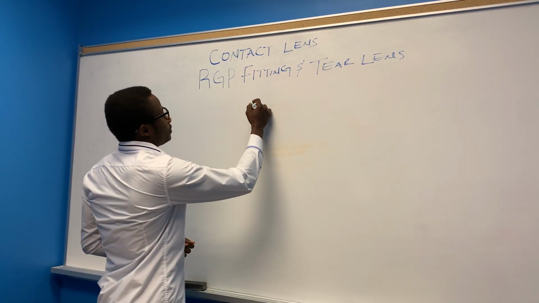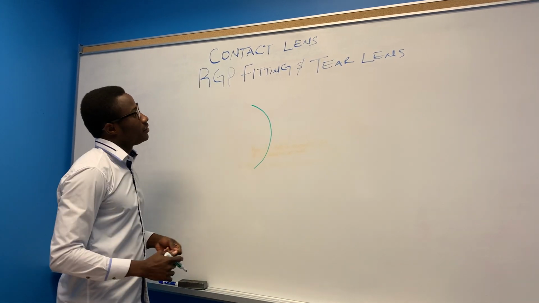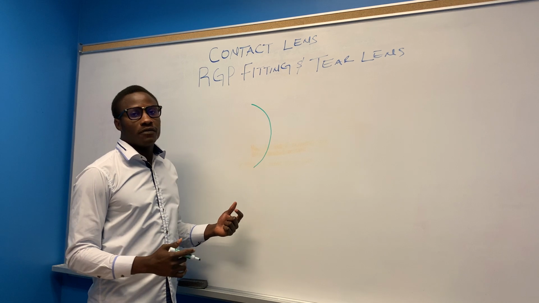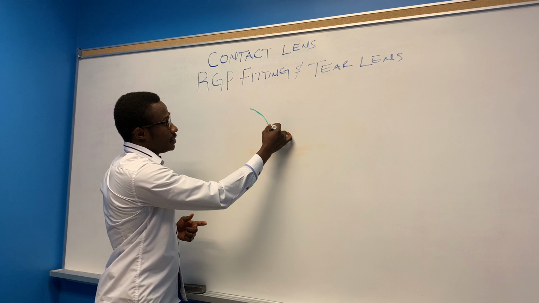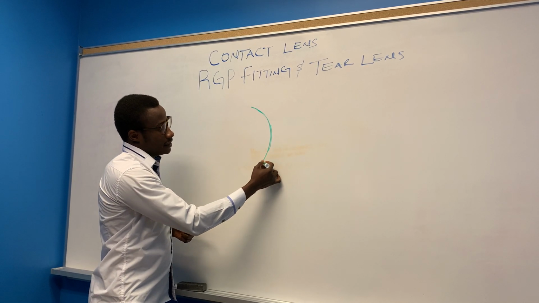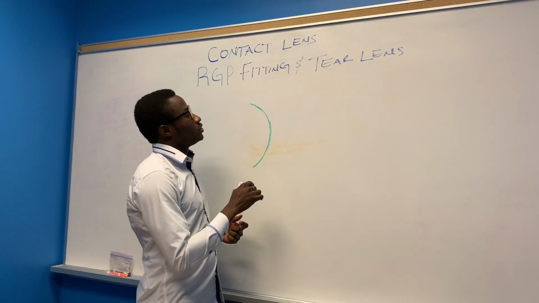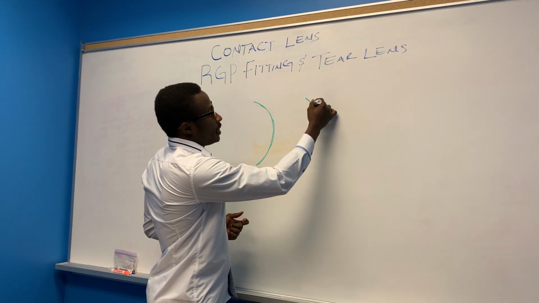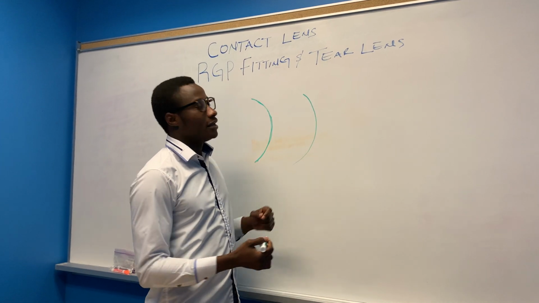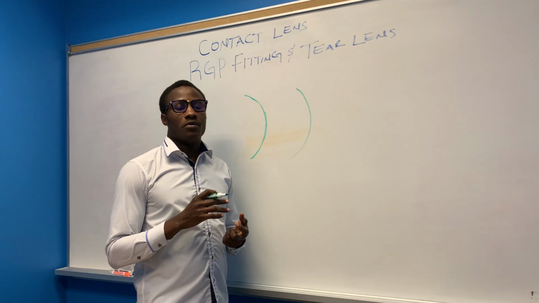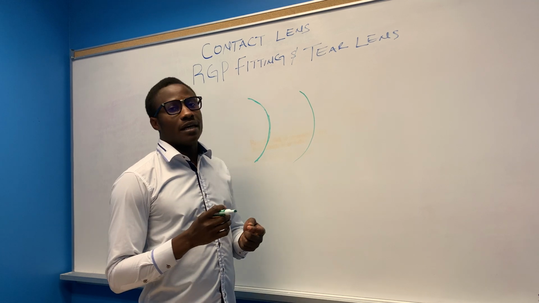First of all, I have a cornea. This is a cornea. So when I fit a soft contact lens on this cornea, it's going to conform with the cornea. That is a soft lens for you. It's going to conform with the cornea shape. So this is another cornea here. When I fit an RGP lens on this cornea, it's not going to conform with the cornea, because RGP lenses are rigid gas permeable lenses.